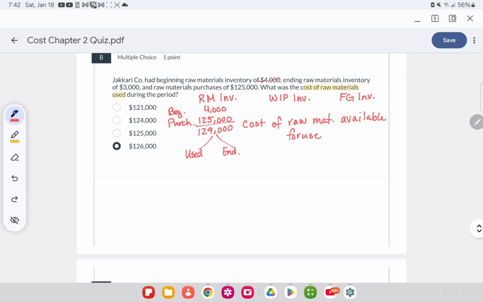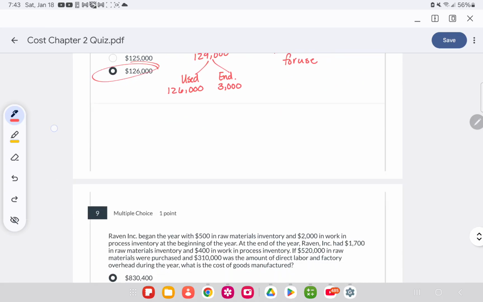So I'm kind of showing it a little bit differently than what we normally see, just to really reiterate the fact that this cost of raw materials available for use, we just split it out into what was used and what's left over. So in this case, they gave us what was left over, and we have to find what's used. So 3,000 was left over. So how much must have been used? 126,000. All right.